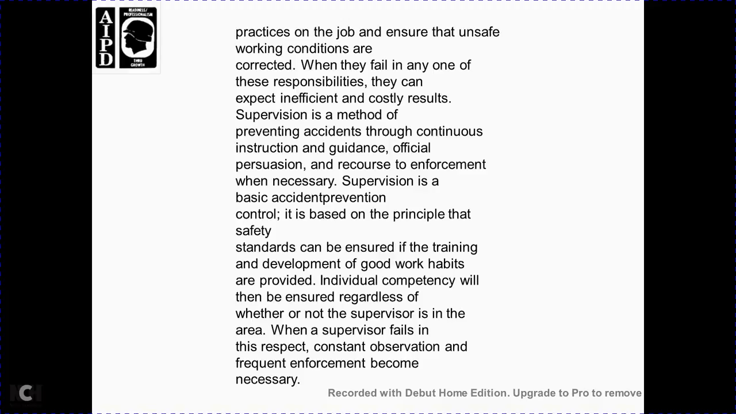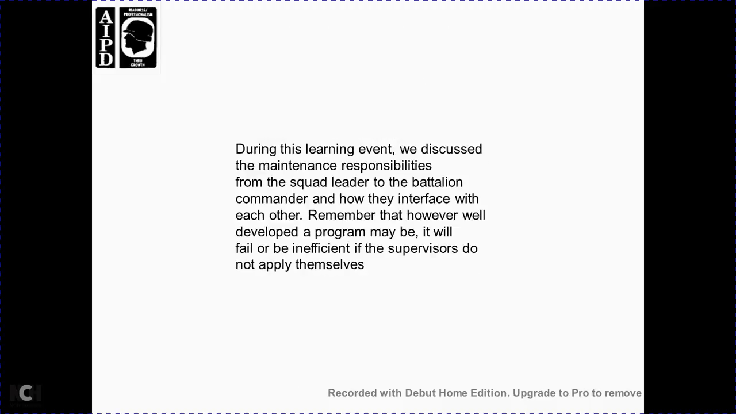It is based on the principles of safety standards that can be used in training and developing good work habits, and on individual competency. Whether or not the supervisor fails in an area, constant observation and frequent enforcement become necessary. During the learning event, we discussed the maintenance responsibility from the squad leader to the battalion commander. Remember that however well a program is developed, it may fail or be insufficient if the supervisors do not apply themselves.